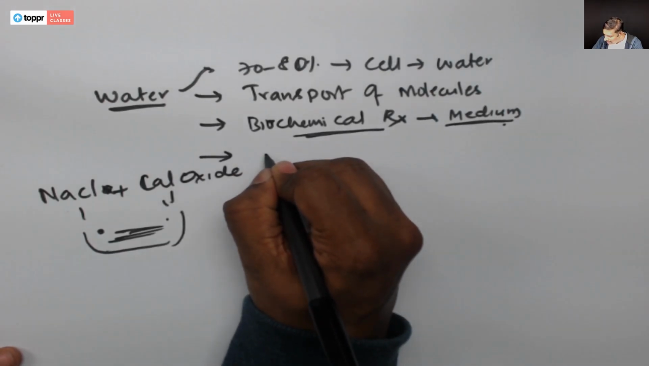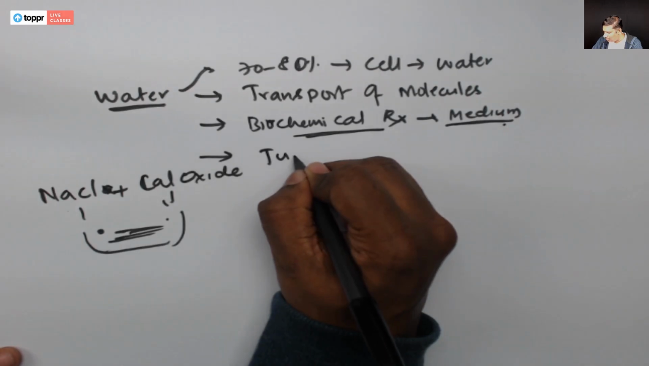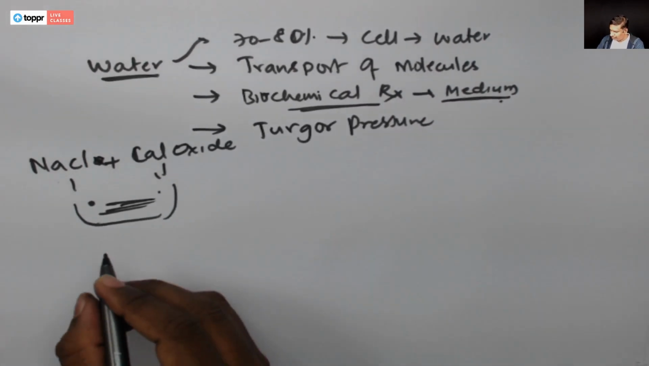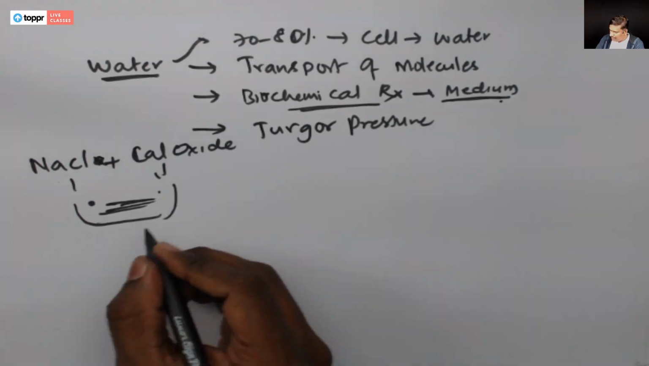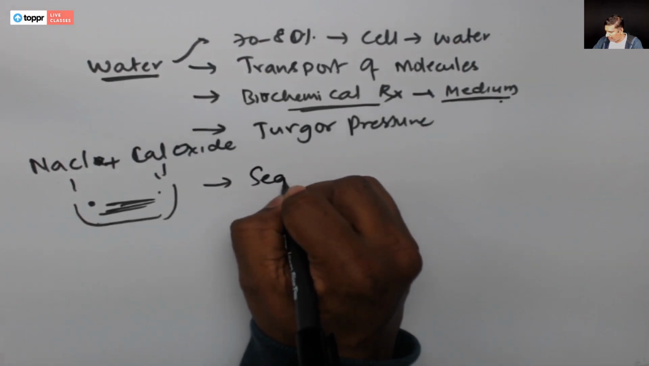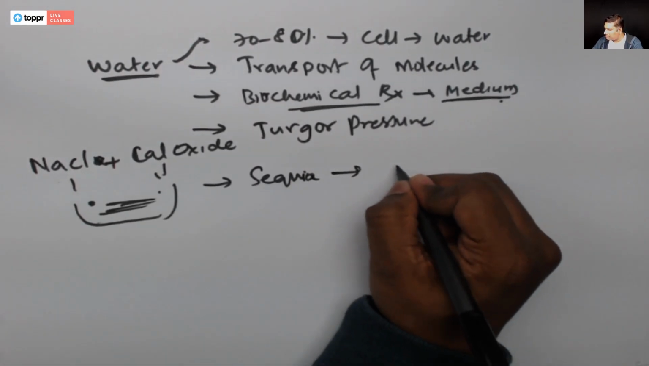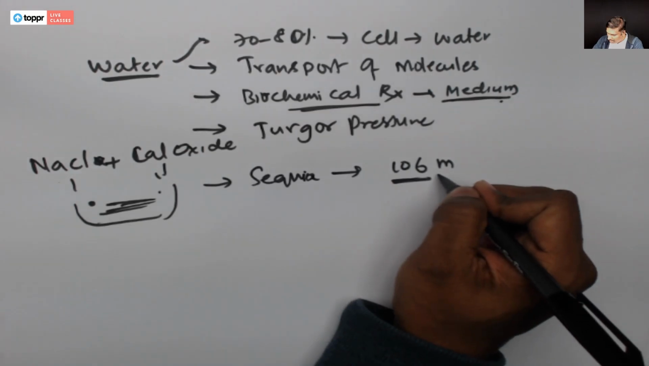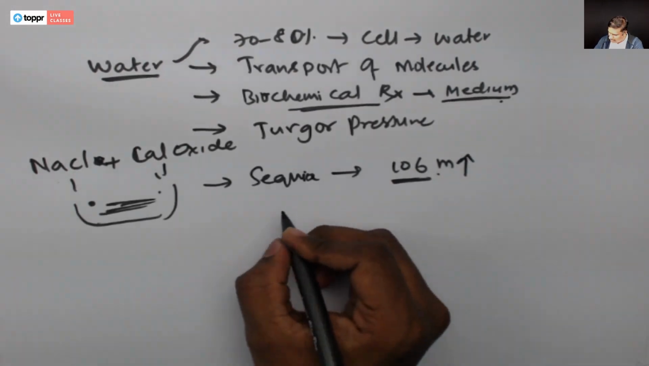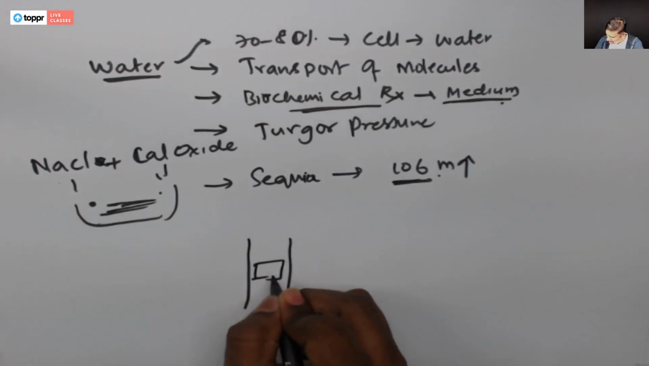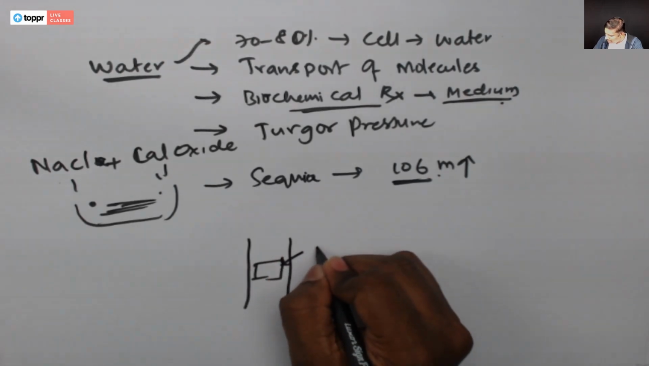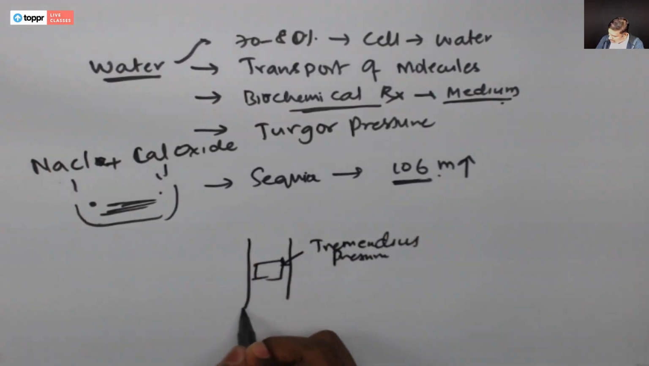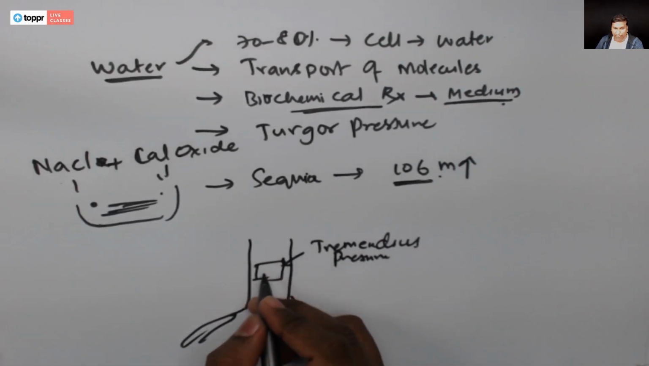Then the other important aspect where you see water playing a big role is that it provides turgor pressure. What is turgor pressure? Some plants, like the sequoia, grow to almost 106 meters. If a plant is growing to such heights, then obviously the cells forming the base are under tremendous pressure. Let's say these are roots. These cells here have to bear a lot of pressure.